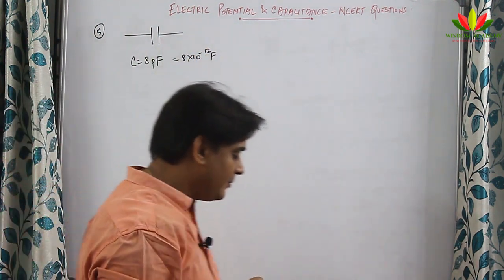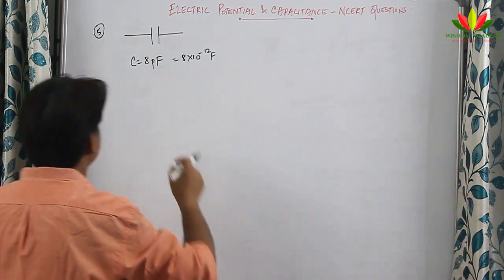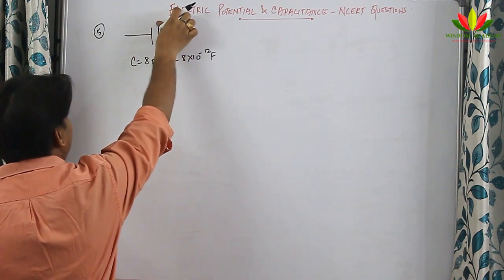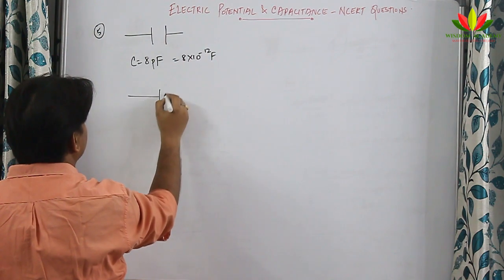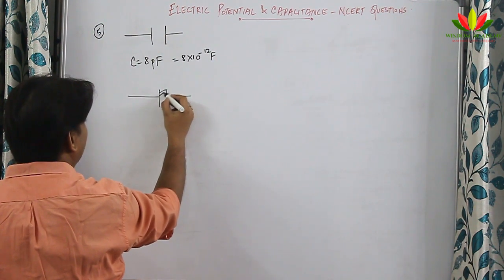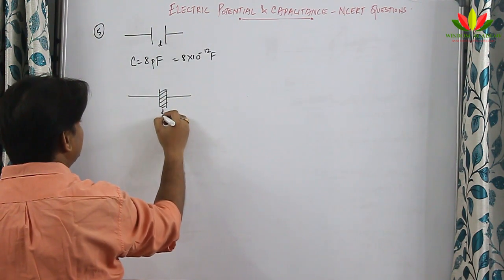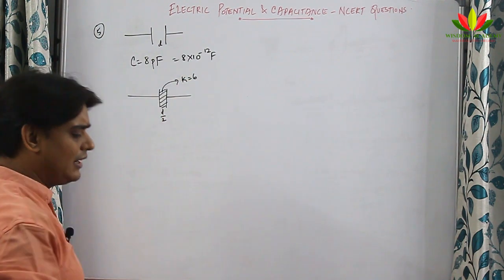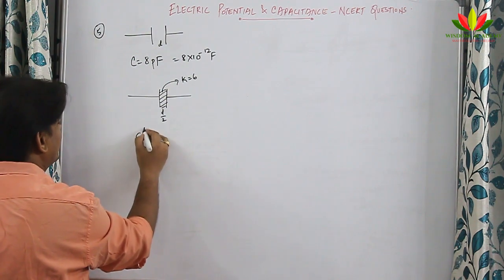Now what they are telling is that the distance between the plates is reduced by half, and there is a dielectric substance kept between them. So suppose this was the distance D, it becomes D by 2, and it is filled with some dielectric material of dielectric constant 6. Yes, it is 6. They are asking what will be the new capacitance.